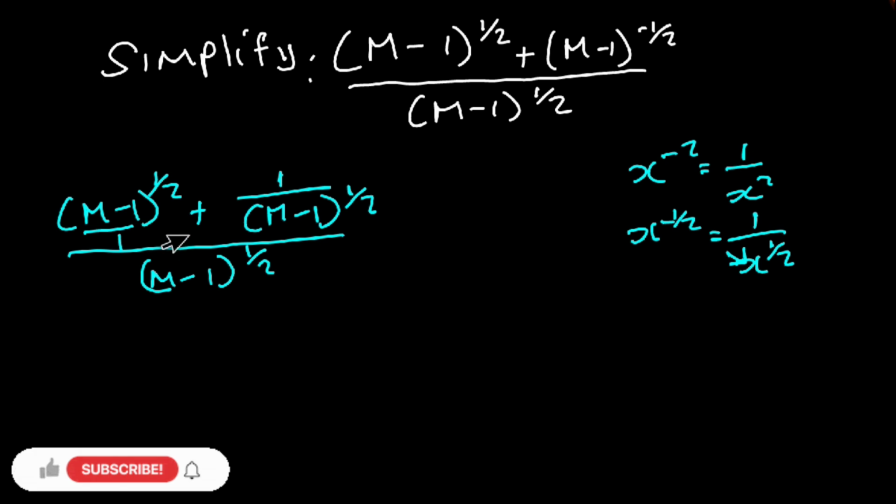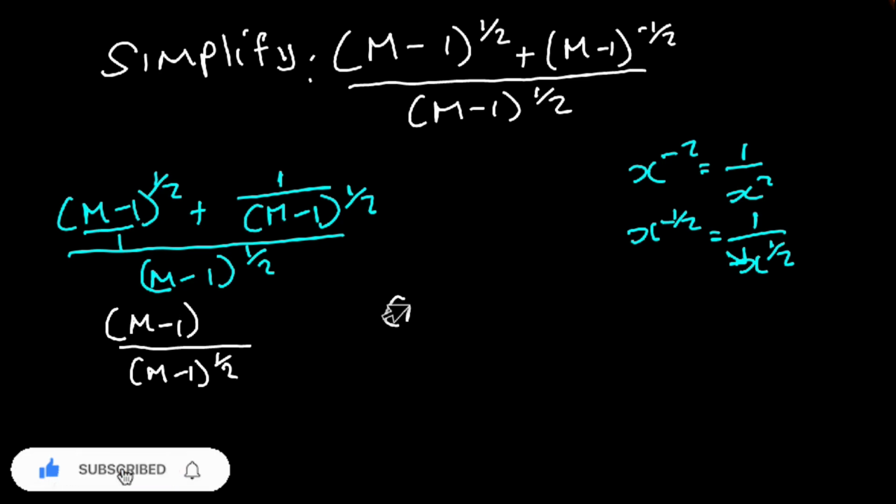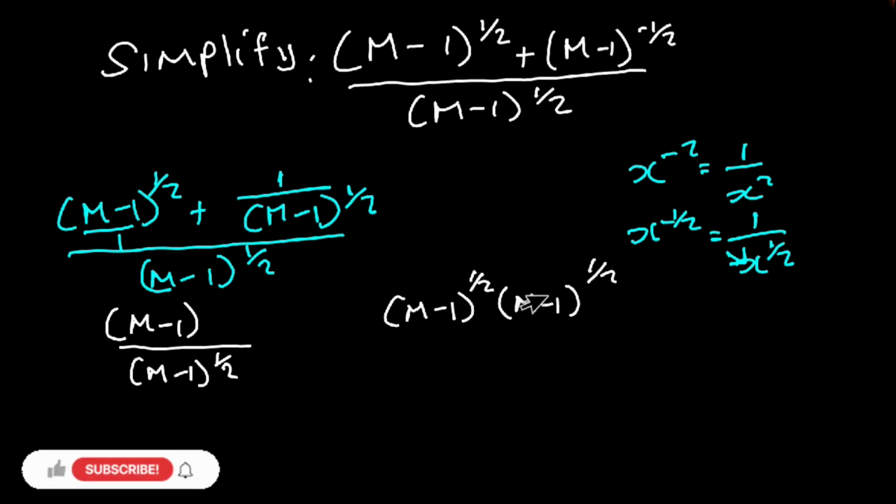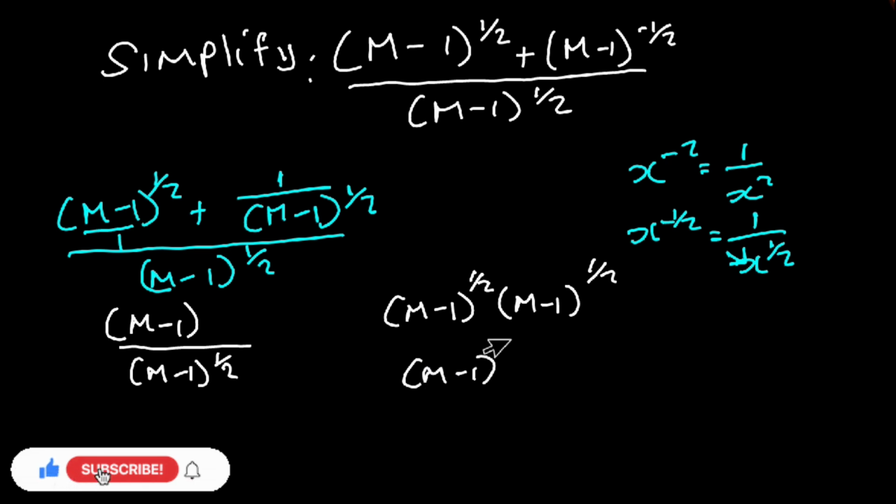Now the LCM of 1 and (m minus 1) raised to the power half is (m minus 1) raised to the power half. Now (m minus 1) raised to the power half divided by 1 is (m minus 1) raised to the power half. Now (m minus 1) raised to the power half times (m minus 1) raised to the power half is equal to m minus 1. Remember indices, if the bases are the same, you pick one of them and then add the exponents. Now half plus half is 1. Alright, so that's why I have m minus 1 here.